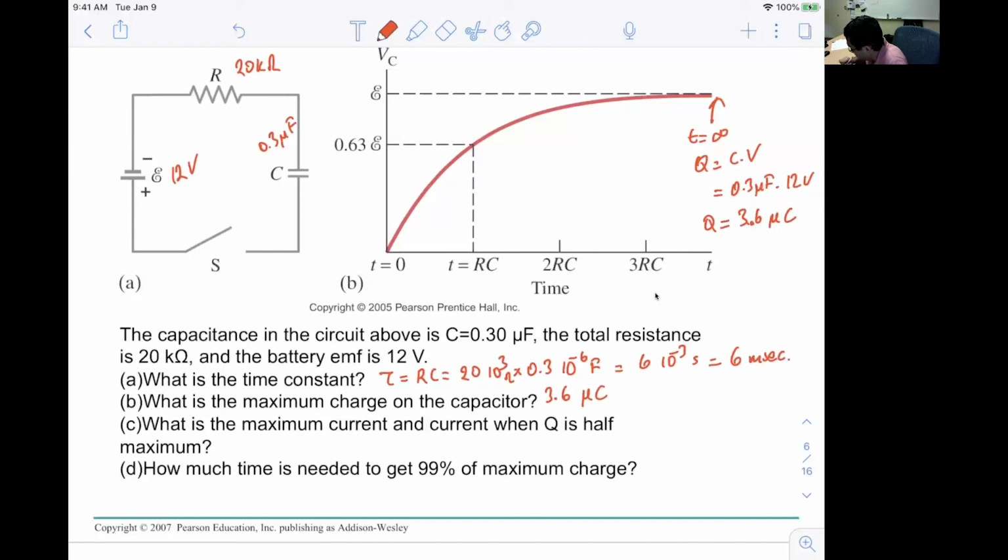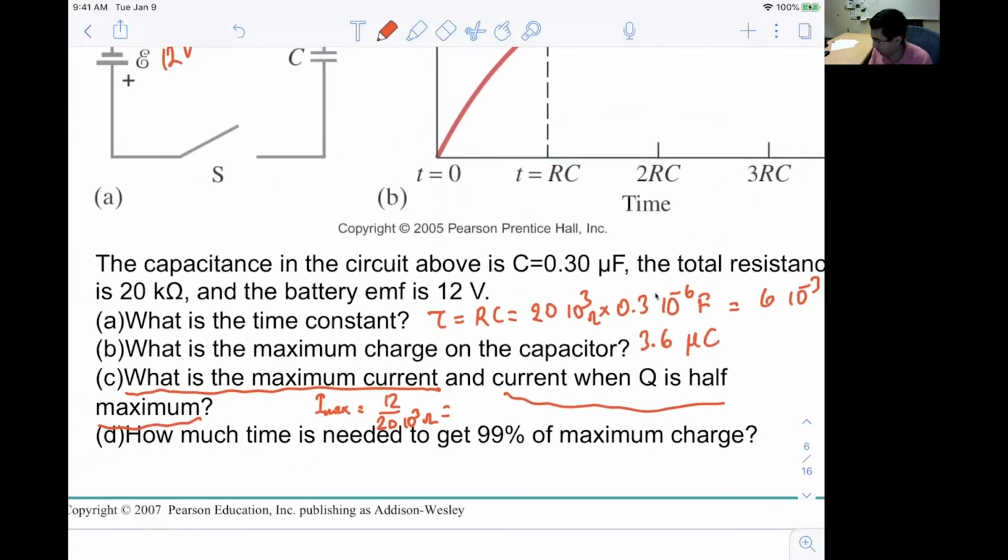What's the maximum current, and the current when the Q is half of the maximum? The maximum current happens at time equals 0 because all the potential is going to go through the resistor. The capacitor is not applying any opposite potential, right? So the I max is 12 divided by 20 kilo ohm, so this will be 0.6 milliamp, right?